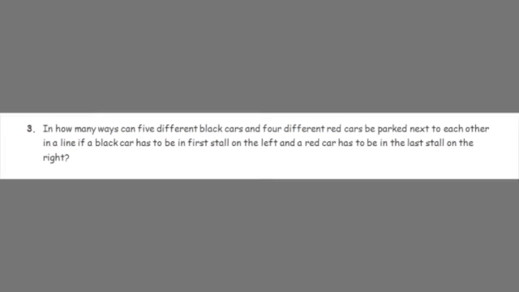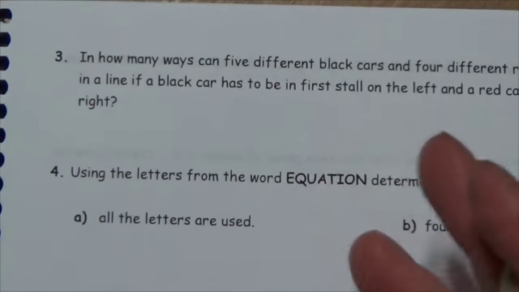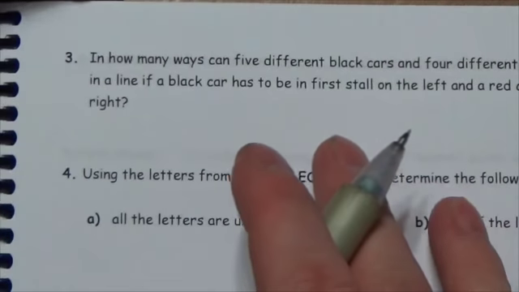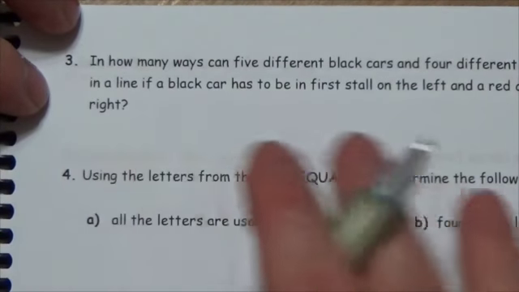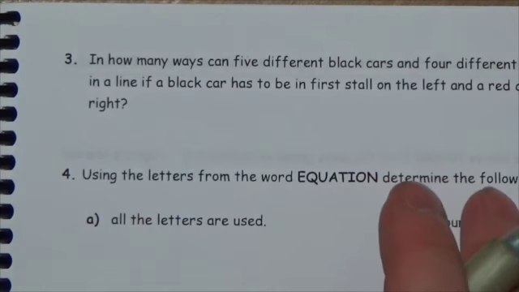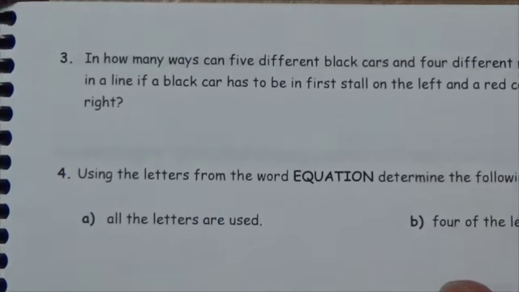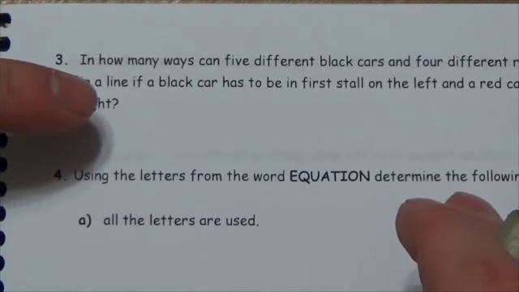A lot of choice. In how many ways can 5 different black cars and 4 different red cars be parked next to each other in a line if a black car has to be the first in the stall on the left and a red car has to be the last on the stall on the right? Okay, with this question here, we're throwing in a bit of a restriction here. Okay, we're choosing the cars. We're going to put them in order, but we've added a couple of little details to the problem here where the first car that I choose on the left has to be one of the black cars, and the last car on the right has to be one of the red cars. So let's think about what those tasks are, and let's deal with the restrictions here, the specific restrictions implied first before we deal with other things.